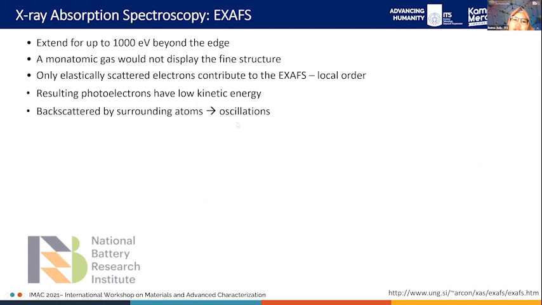So then I come to the EXAFS region. This region extends for up to 1,000 electron volts beyond the edge. For the monoatomic case, this will not display the fine structure. Only elastically scattered electrons contribute to the EXAFS spectra, and this is quite sensitive to the local order. The resulting photoelectron has low kinetic energy, so this electron will be backscattered by the surrounding atoms.